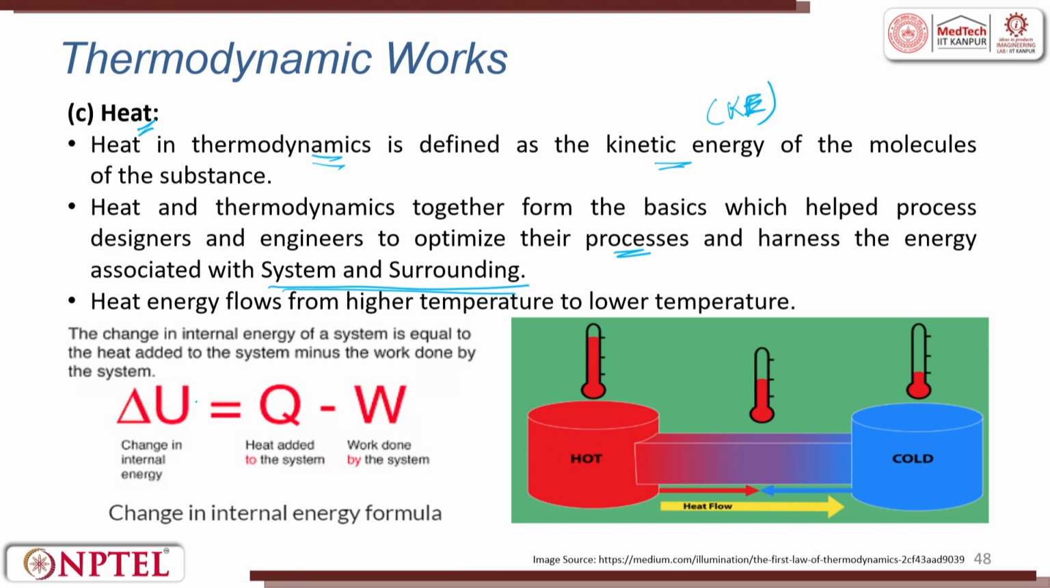Heat energy always flows from a higher temperature to a lower temperature. The change in internal energy, delta U, is nothing but Q minus W, where Q is heat added to the system and W is work done by the system. The change in the internal energy of a system is equal to the heat added to the system minus the work done by the system. We have already understood what is work and what is heat, so heat is the third thermodynamic quantity.